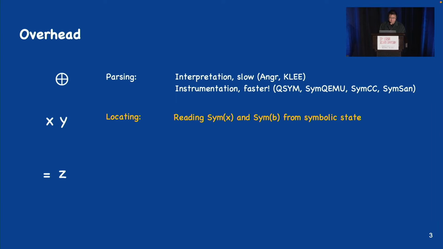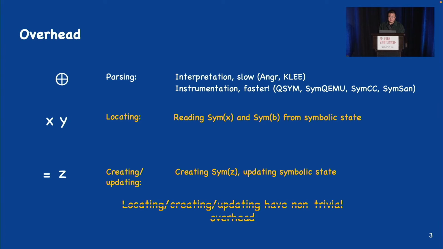And there are two more overhead sources. The first one is to access the symbolic expression from the symbolic state. And also we need to create and update the symbolic expression in the shared memory for the result. According to our profiling, we find that locating, creating, and updating symbolic expressions have non-trivial overhead, and this is the target problem that this work tries to solve.